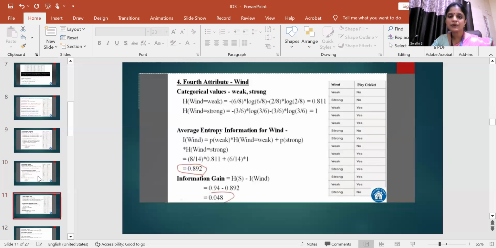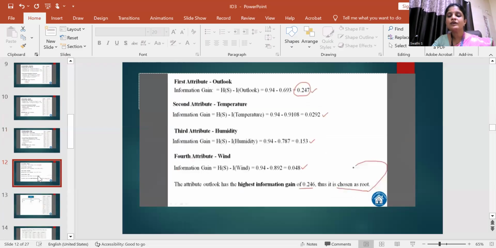So the last attribute is wind. The categories for wind are weak and strong. So the value of weak is 0.811. The value of strong is 1. So the average is 0.892. So the information gain for wind is 0.94 minus 0.892. The final value is 0.048.